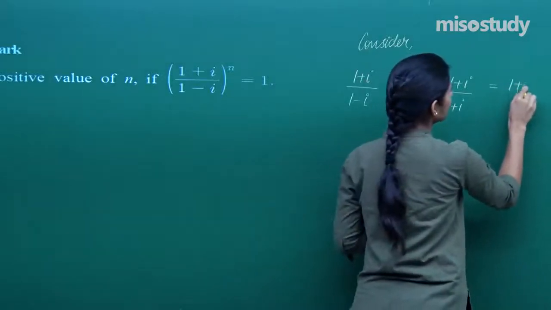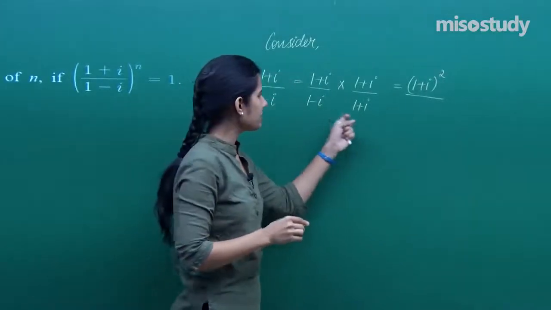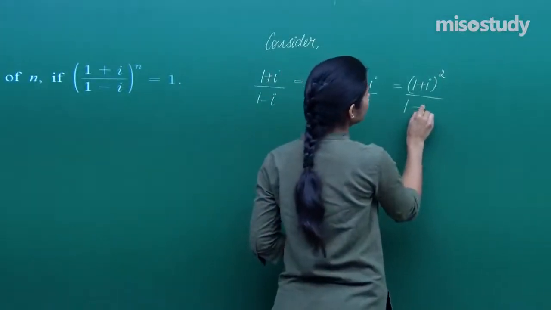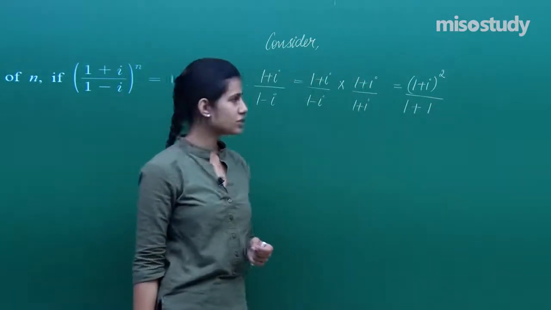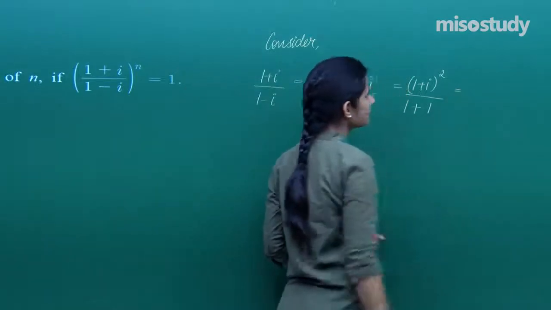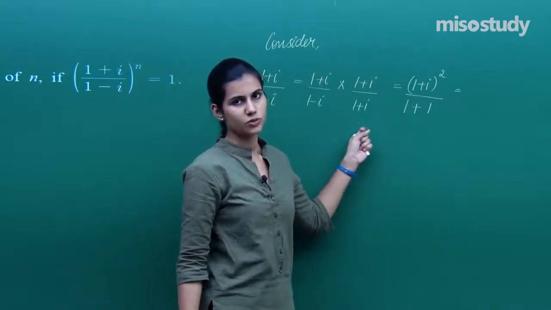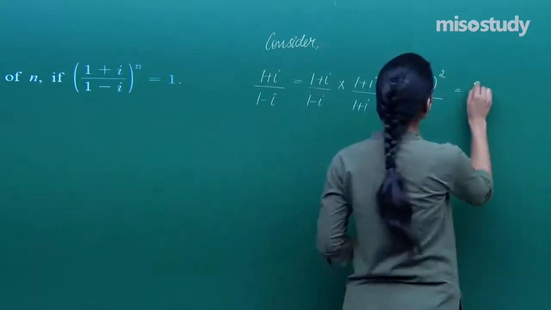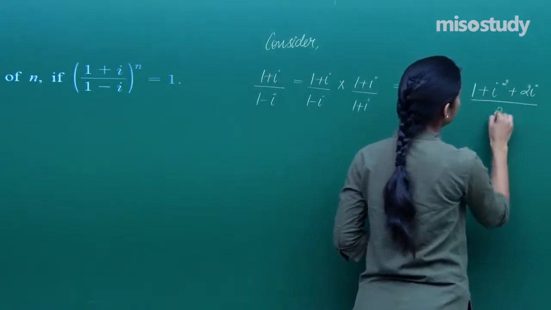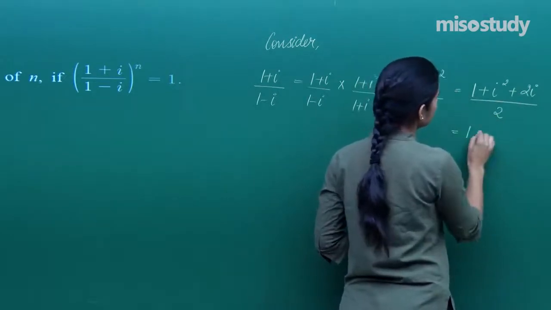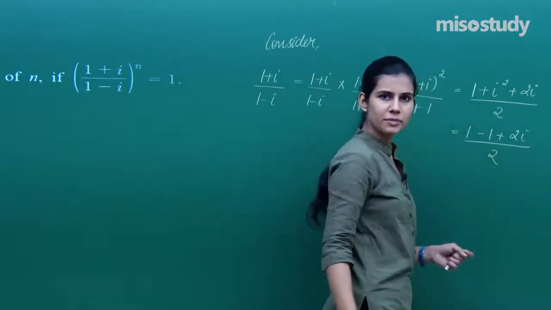This gives you (1 plus iota) whole square upon (1 plus iota) into (1 minus iota). (a plus b)(a minus b) is a square minus b square, so minus iota square is minus of minus 1, which is plus 1. So you are left with 1 minus iota square, and iota square is minus 1, so you are left with 1 plus 1. Now the numerator gives you 1 plus iota square plus 2 iota, upon 2, which is 1 minus 1 plus 2 iota upon 2, because iota square is minus 1.